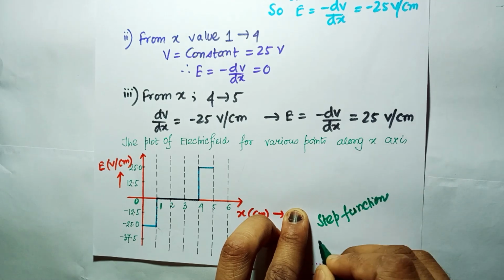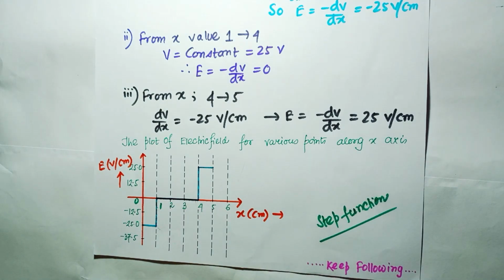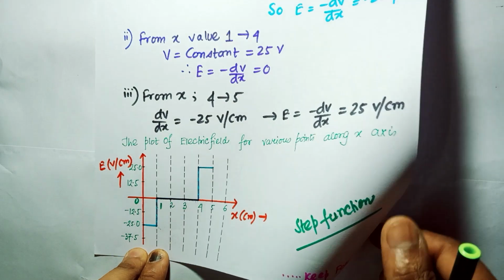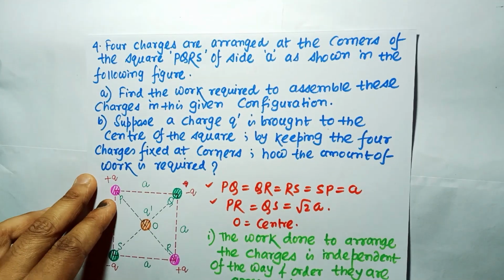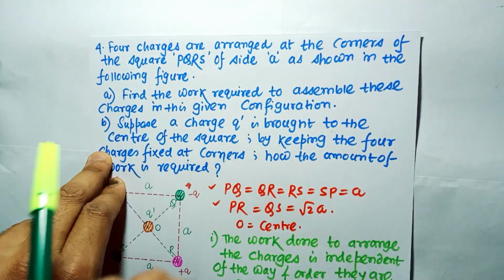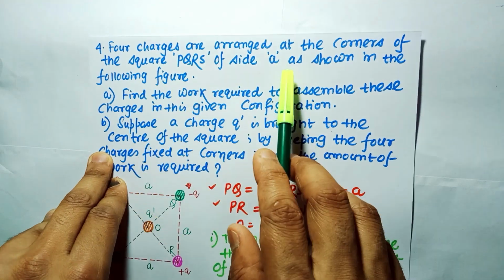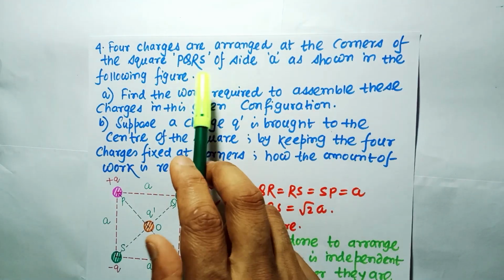Like the steps of the stairs. So this is the variation of the electric field with the distance. So our next problem will be number 4. The 4 charges are arranged at the corners of the square PQRS of side A.